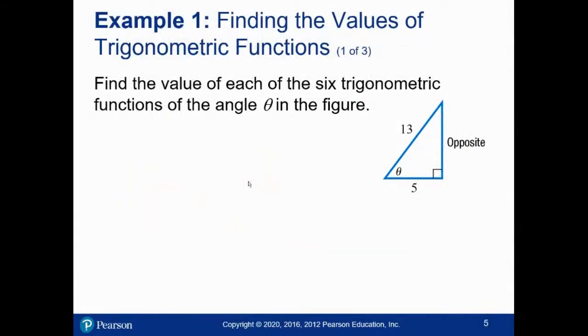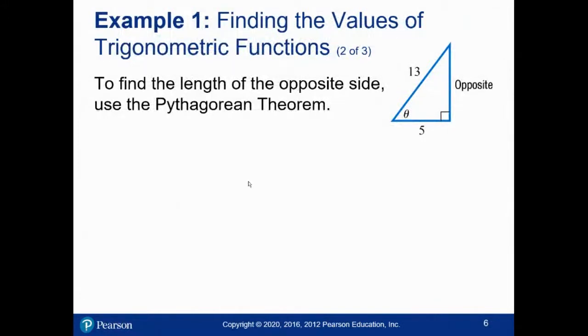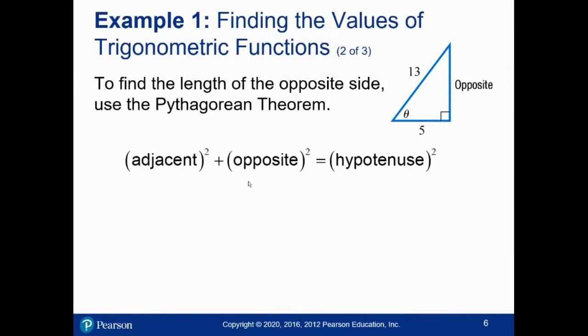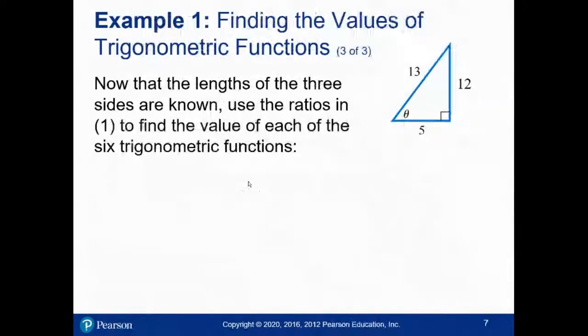So find the value of each of the 6 trigonometric functions, aka sine, cosine, tangent, cosecant, secant, and cotangent, of the angle theta. What's missing is that opposite side. How am I going to find the length of that opposite side? Hey, we're in a right triangle, so use the Pythagorean Theorem. The sum of the squares of the two sides is equal to the square of the hypotenuse. So 5 squared plus the unknown side squared is 13 squared. This is going to give us that the unknown side is of length 12. So now we can fill in this triangle as having side lengths 5, 12, and 13.